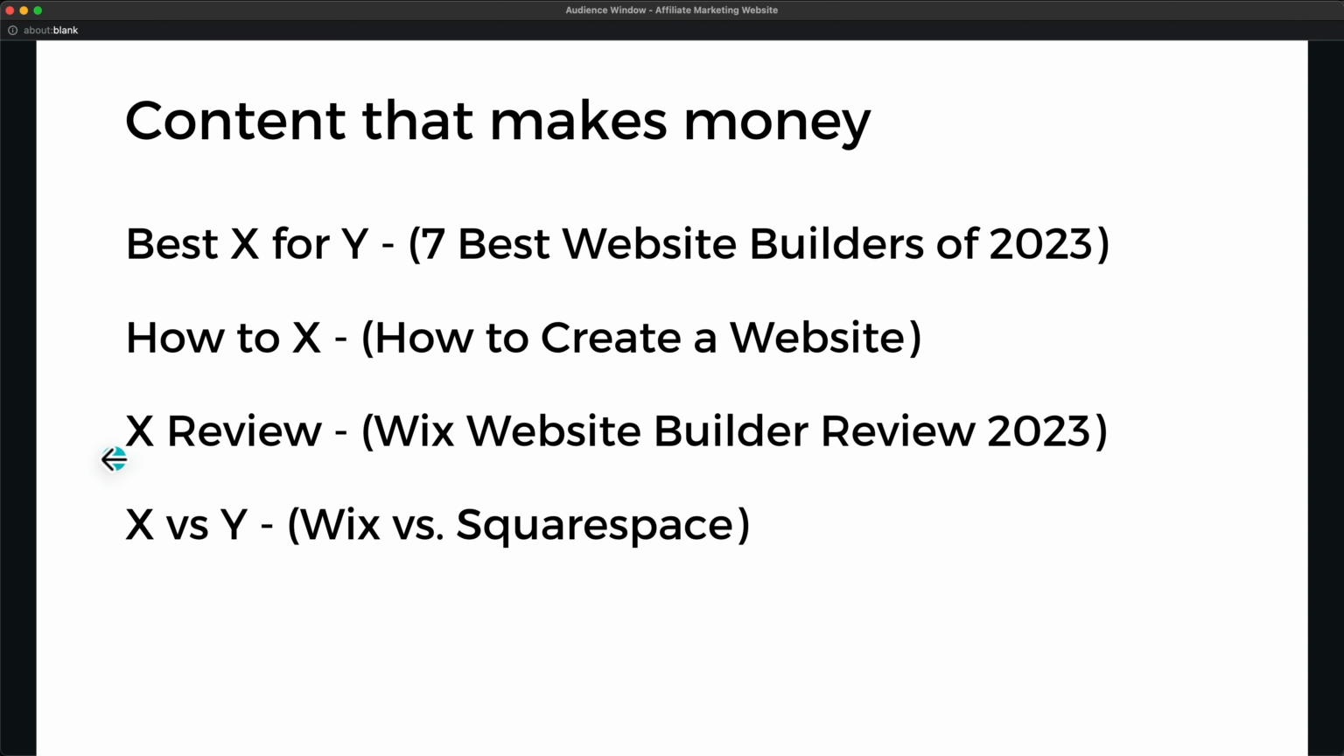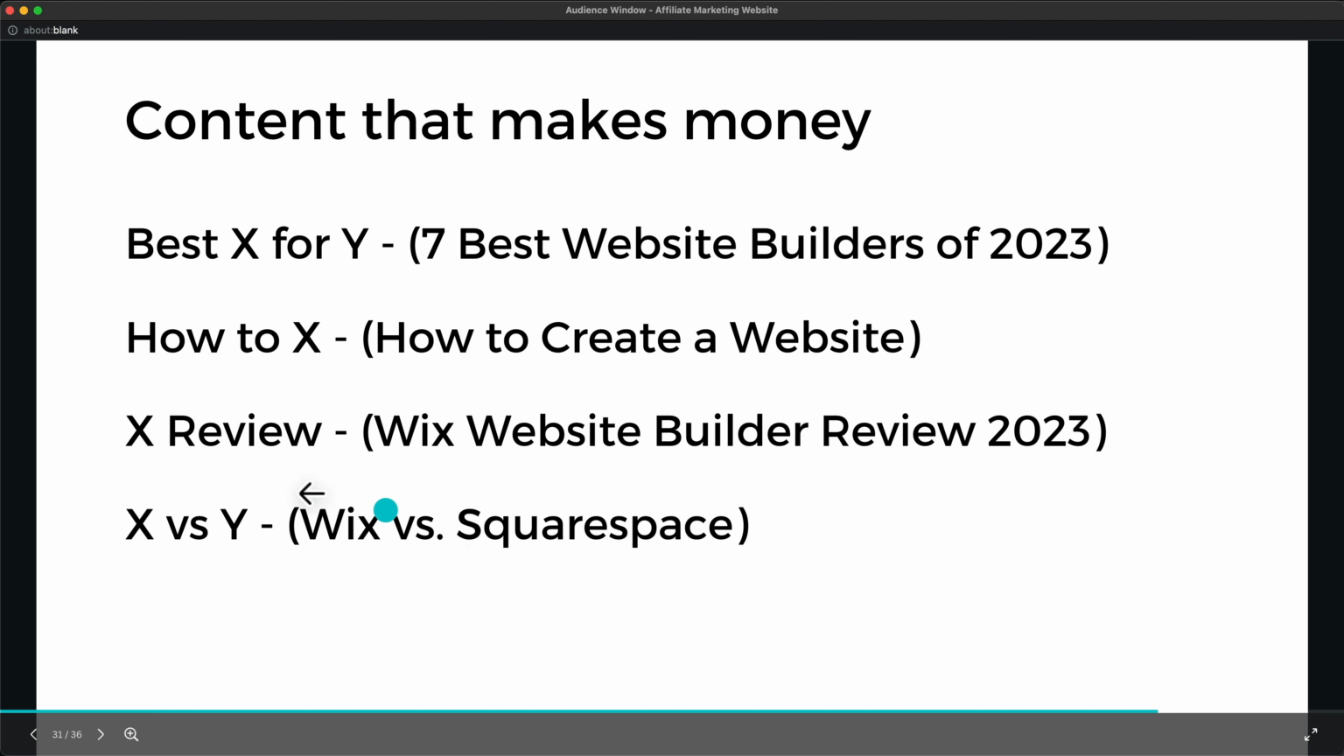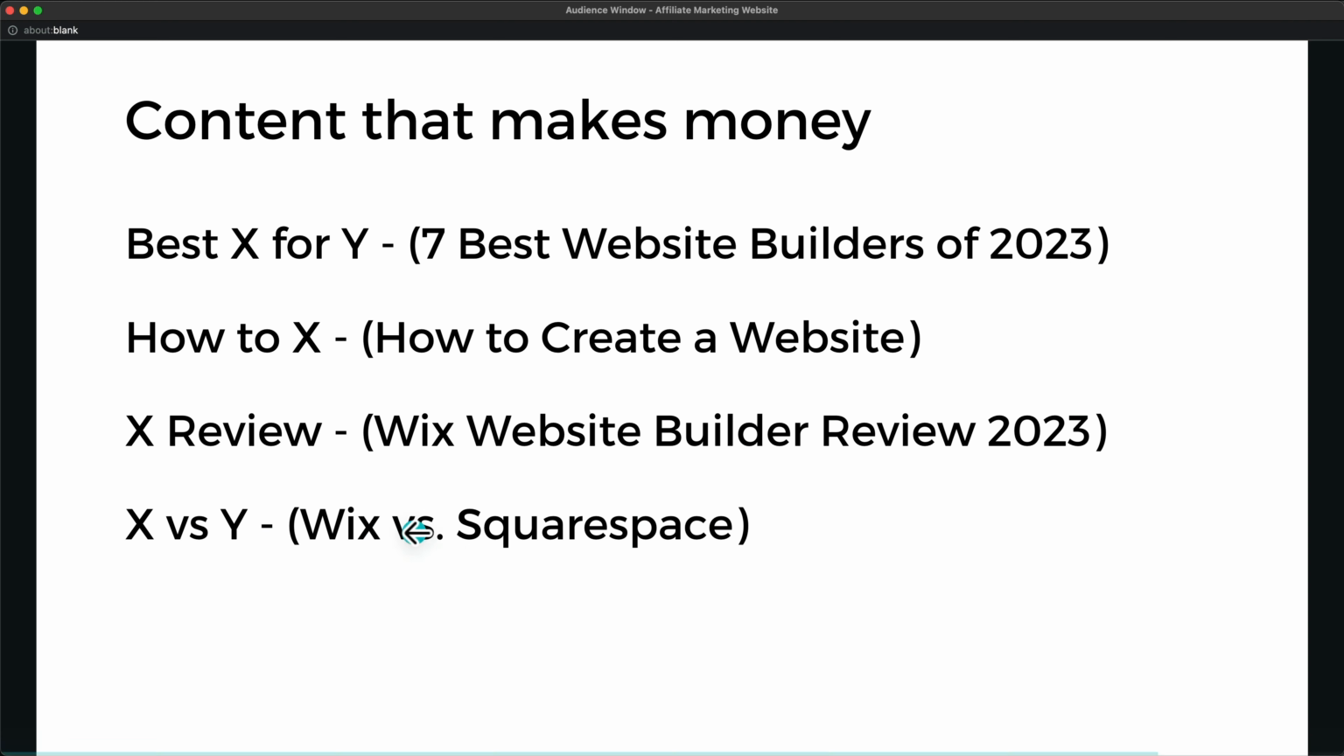And then we also have a specific review. So if somebody's looking for a review of a specific product, this person is really close to actually purchasing that product or an alternative of that product, which is why this is a great type of article to create if you want to make money. Then we also have X versus Y. So for example, Wix versus Squarespace. People who are comparing different products against each other, they're also just before a purchasing decision, and they're highly likely to go ahead and pull the trigger once they read your article and then make the decision and click on your affiliate link, and then you get the referral commission.